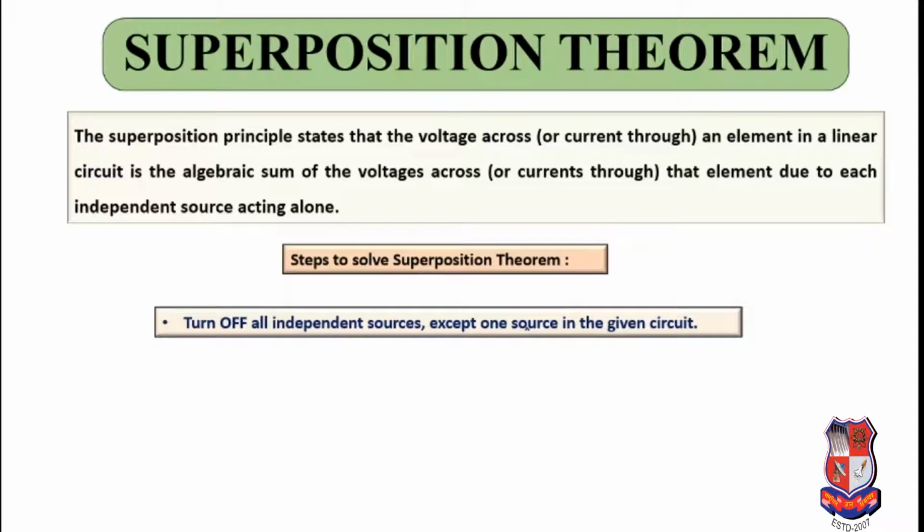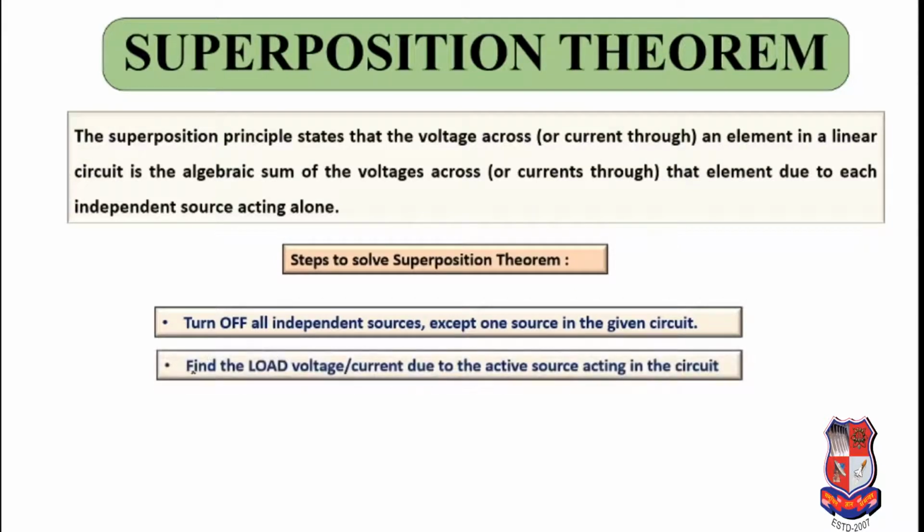Okay, so suppose in the circuit which I showed just now, the R2 was the element where voltage was to be found. Similarly there may be a current that may be asked. So you have to find the unknown parameter for each individual independent source considered one at a time. Okay, next step will be to find the load voltage or current due to the active source acting in the circuit. So first turn off all the independent sources except the one source which is to be considered. Then for the source which is considered, find the unknown parameter for that case.